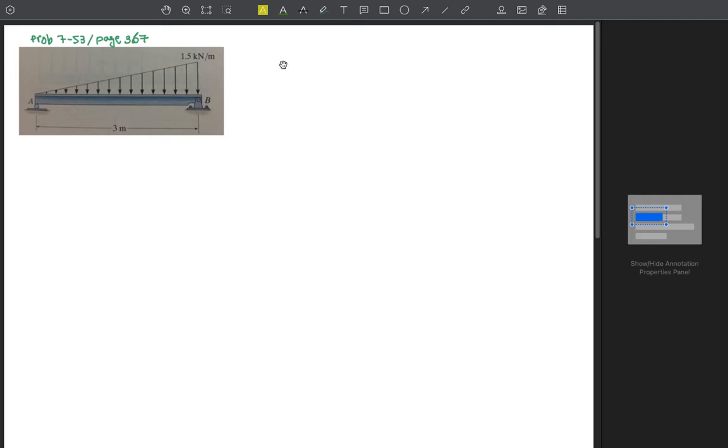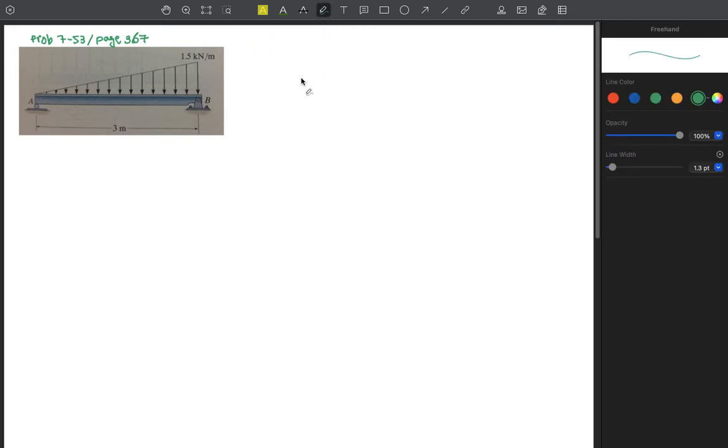This is something that we've done several times. The concentrated load of this distributed loading is basically the area under the curve, so it's the area of the triangle. The resultant force of this triangular shape is half multiplied by the base multiplied by the height, and this gives us 2.25 kilonewtons. It's kilonewtons, not kilonewtons per meter, because it's a concentrated load.